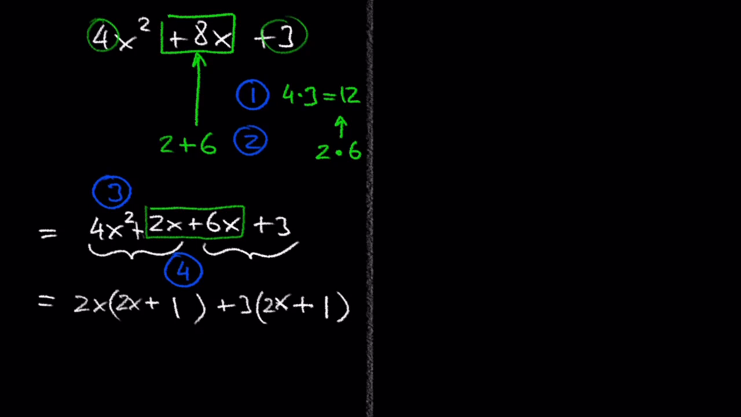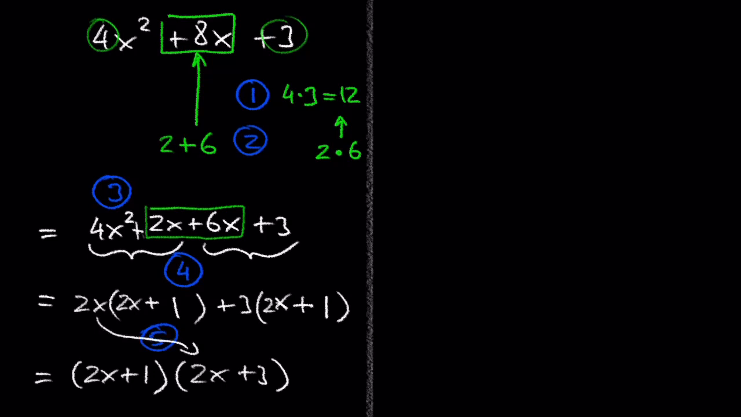The next step is to factor out 2x plus 1. And what's going to be left over is 2x and 3. And we are done with this problem. By the way, we call this method the easy method. Let's do the last example with this method.